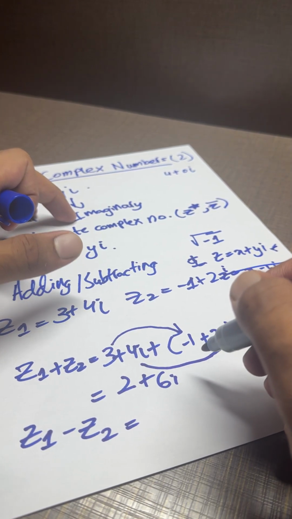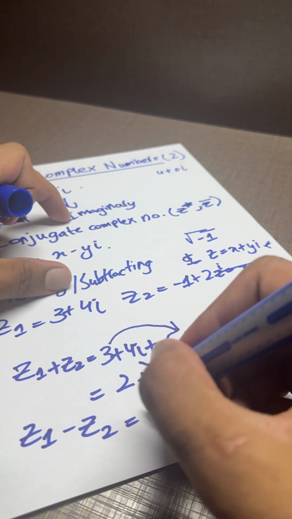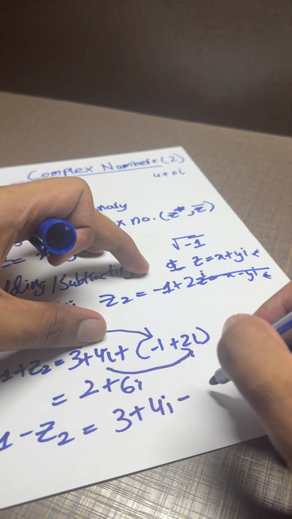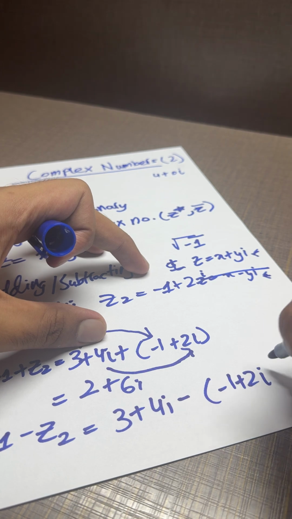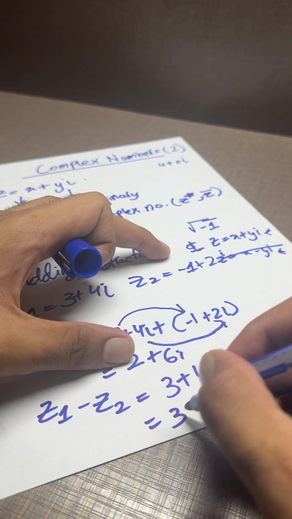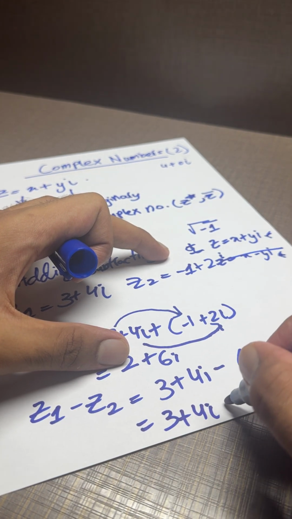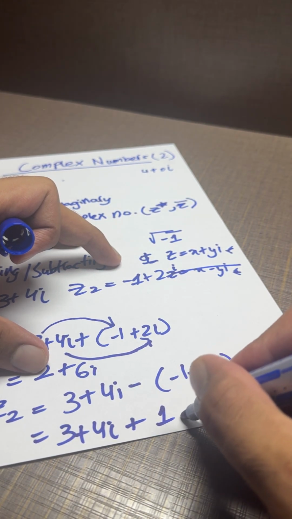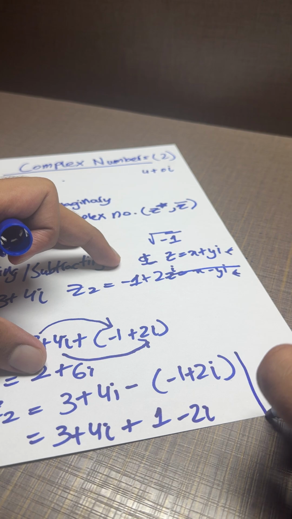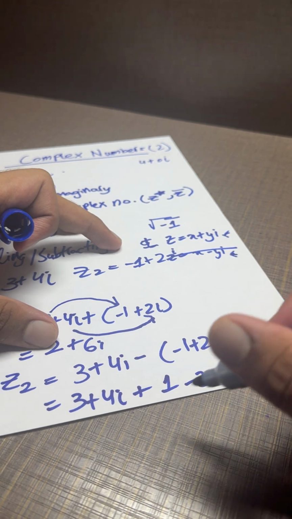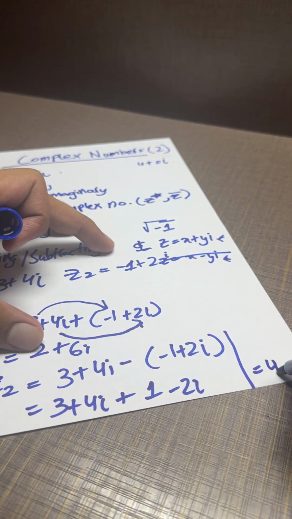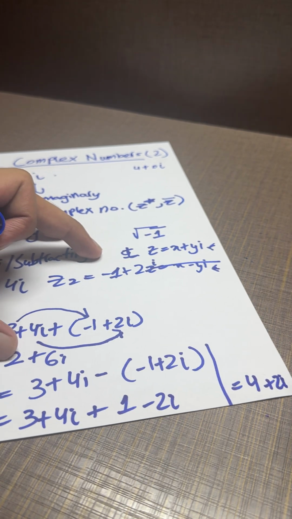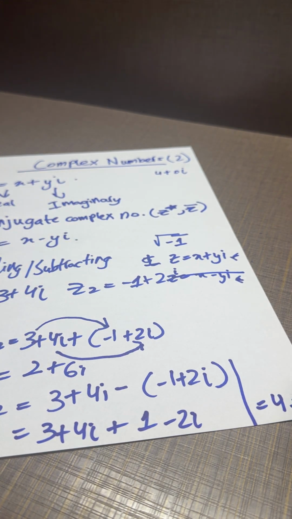Now for the minus part, if we write it this way, it would be 3 plus 4i minus, minus 1 plus 2i. So the minus would change their signs: 3 plus 4i plus 1 minus 2i, and now it would become 3 plus 1, which would be 4, and 4 minus 2 would be plus 2i. So that is how we add or subtract complex numbers.